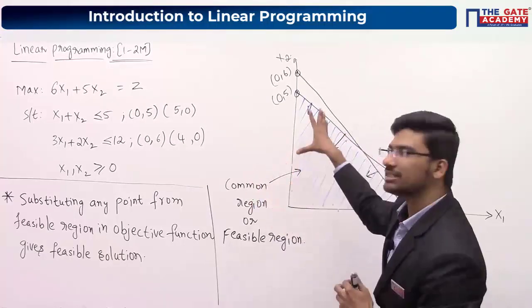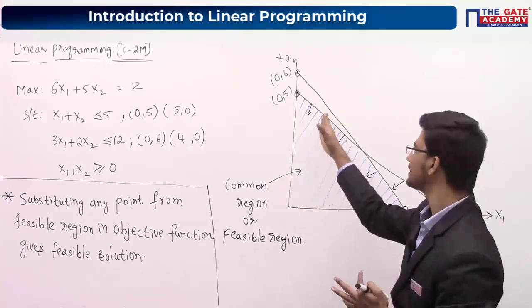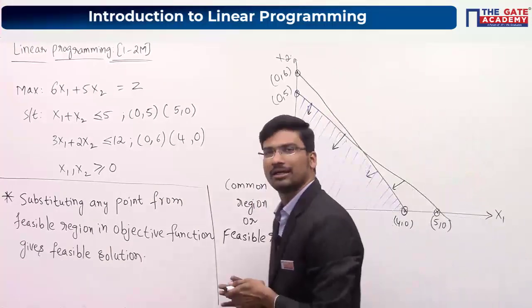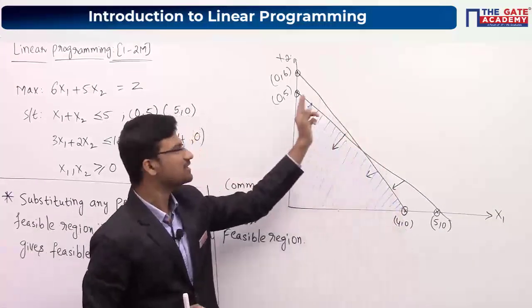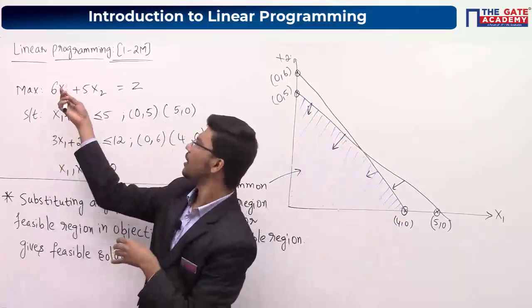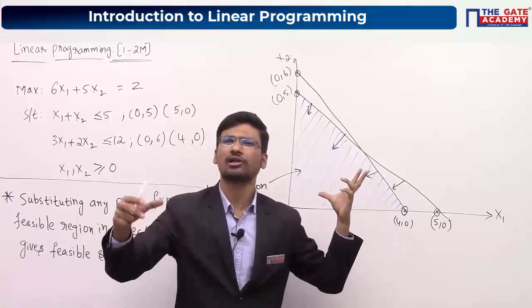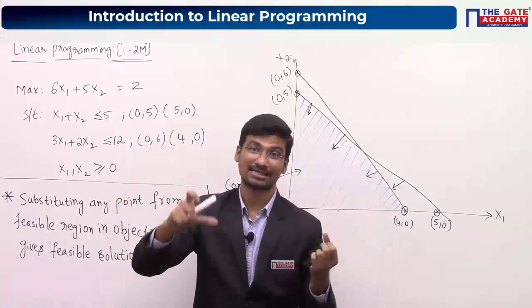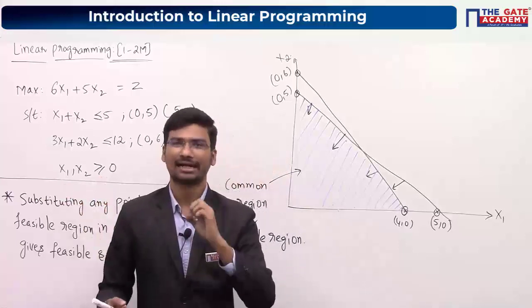See, this feasible region is a polygon. It is a closed polygon. Now what you are saying is that we have to take the corner points of this particular polygon and substitute them in the objective function. Among those corner points, at one corner point you will be getting the maximum value for Z. So you are saying that, which is entirely correct.